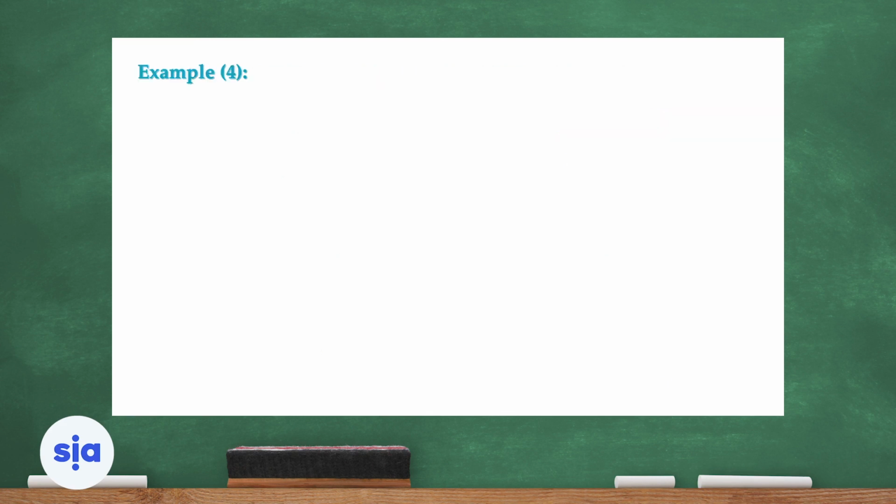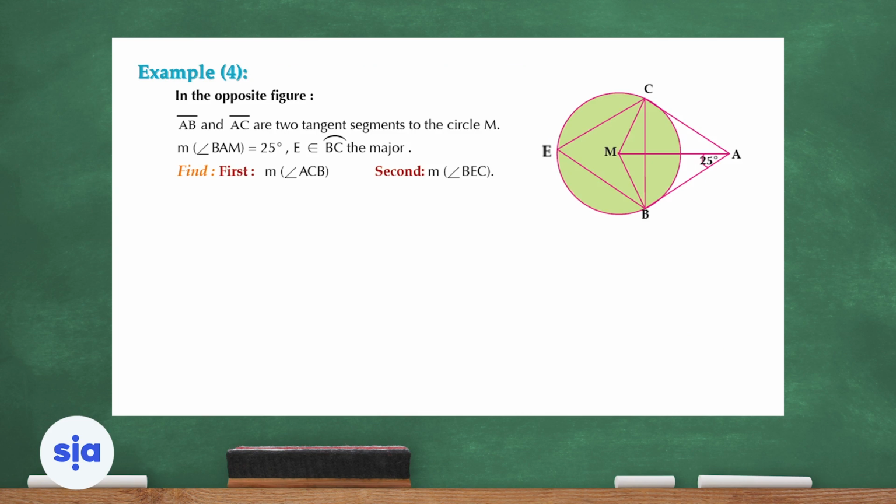Let's move to example number 4. In the opposite figure, AB and AC are 2 tangent segments to the circle M, where the measure of angle BAM is given by 25 degrees, and E belongs to the major arc BC. How can we find the measure of angle ACB?